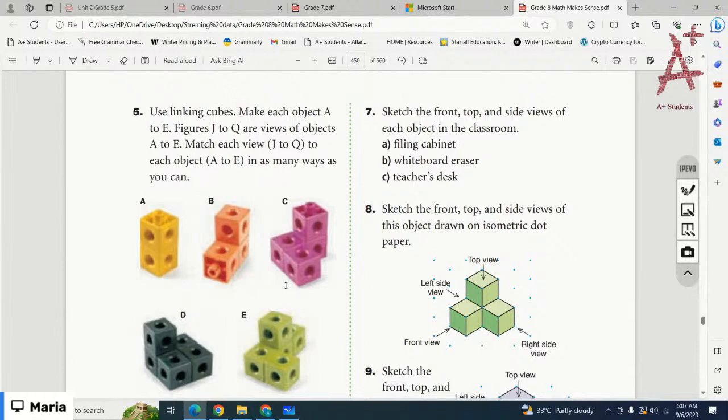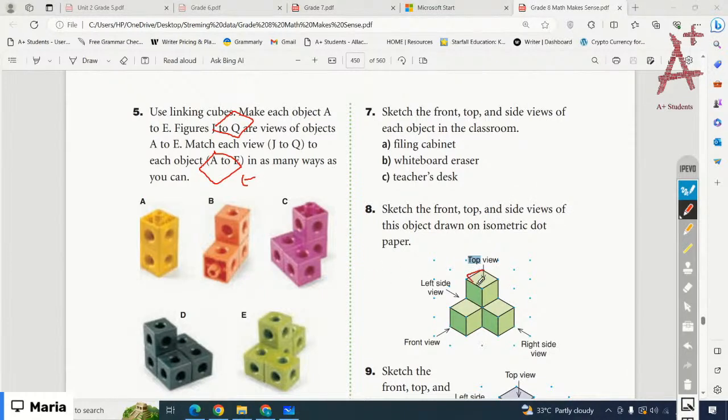Just look at question number 8. Sketch the front, top, and side views of the object drawn on isometric dot paper. So you have to draw the views of this one, right? When you see from the top, you can just see three squares, right? You can see these three squares from the top.